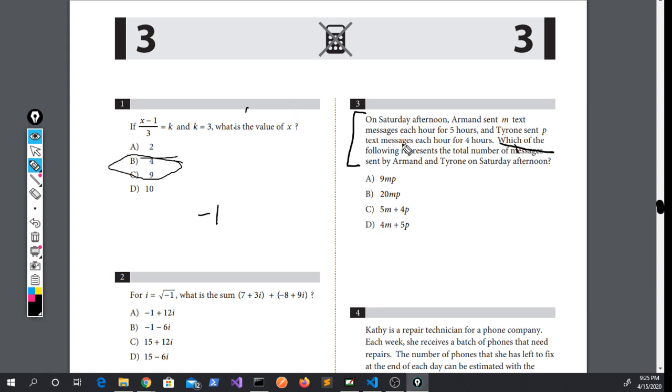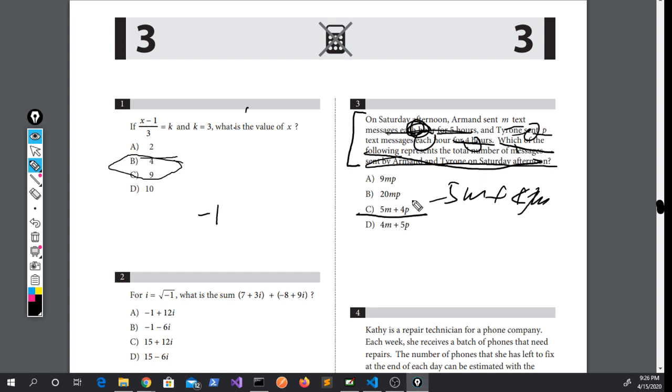Which of the following represents the total number of messages sent by Armand and Tyron on Saturday afternoon, right? Okay. Armand, M messages for 5 hours. Tyron, P messages for 4 hours. So M messages each hour for 5 hours, P messages each hour for 4 hours. So just 5M plus 4P, right? Which is C. Okay, next question.